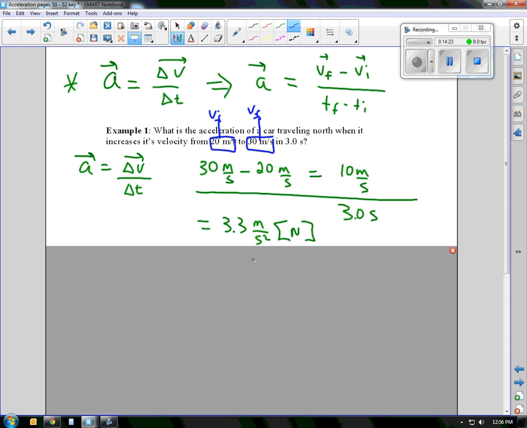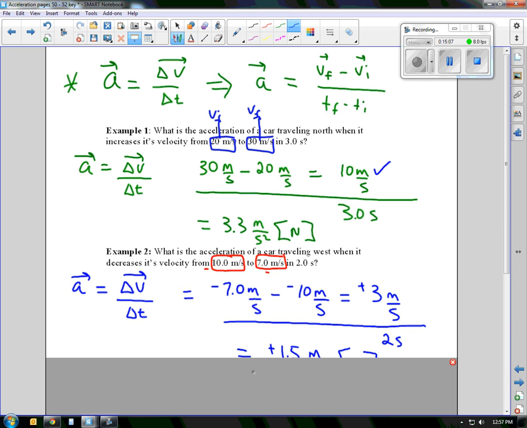And so when you're calculating your change in velocity, you would go 30 meters minus 20 meters equals 10 meters a second. That's the change in velocity. We would divide that by 3 seconds, which is how long that change took. And we would end up with an answer of 3.3 meters per second squared north. So that's our acceleration. So every second that goes by in those 3 seconds, the speed is increasing by 3.3 meters per second. Okay, so that's an example of positive acceleration.